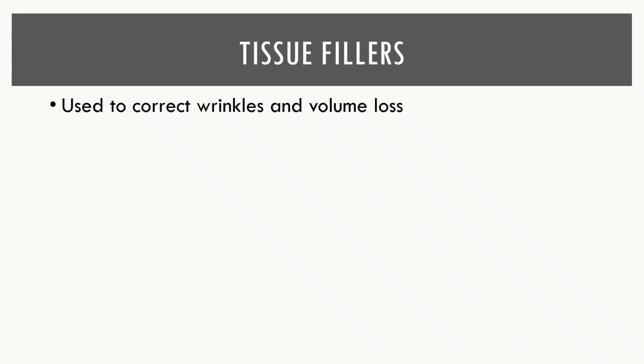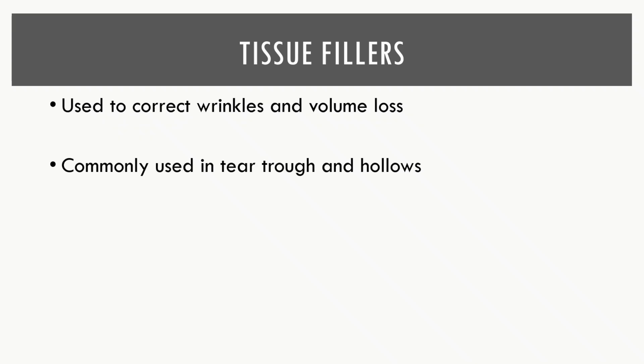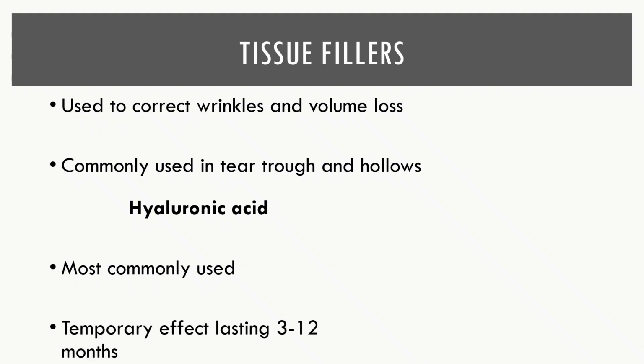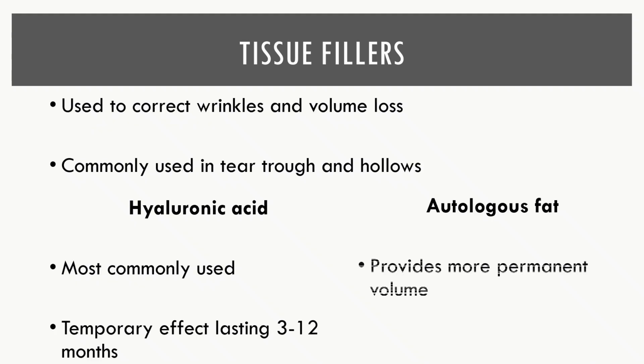Tissue fillers are injected deep to orbicularis to restore lost volume rather than tighten skin. They are used to correct wrinkles and volume loss, commonly in tear trough and hollows. Hyaluronic acid is most commonly used, and the temporary effect lasts for 3 to 12 months. Autologous fat provides a more permanent volume.